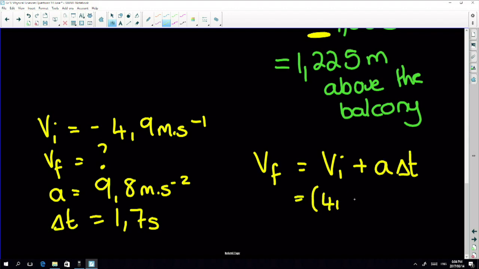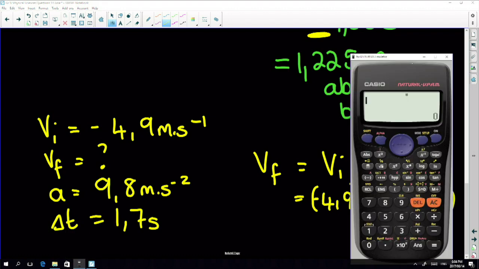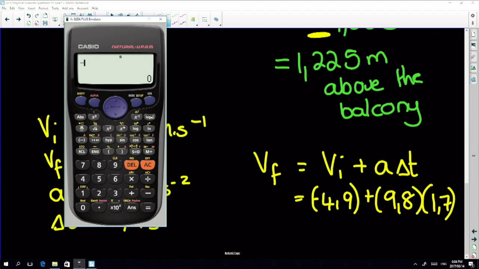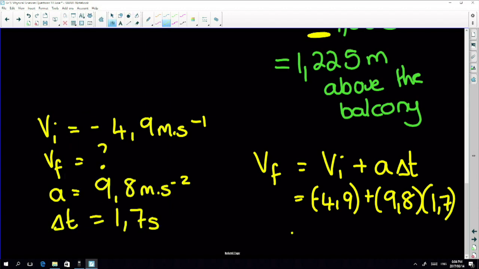VF equals VI plus A delta T. So I've got minus 4,9, so put the minus in, plus 9,8 times 1,7. If we put it in our calculators, I've got minus 4.9 plus 9.8 times 1.7, and I get 11,76, and I get a positive answer, which is exactly what I expected because it's going down when it hits the ground. So that's quite important. I get a positive answer. We're all very happy.